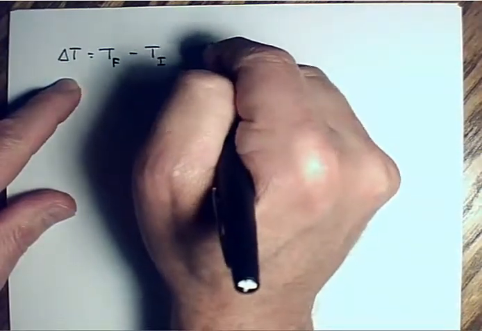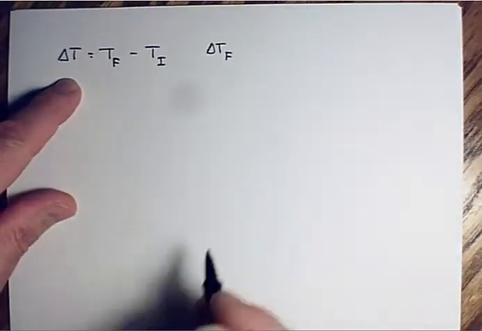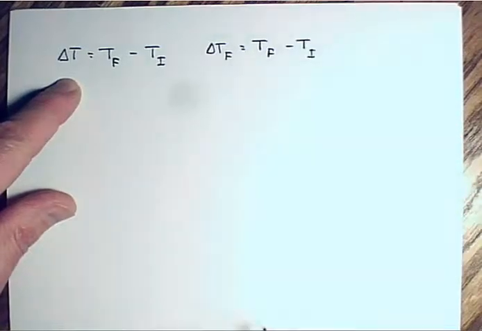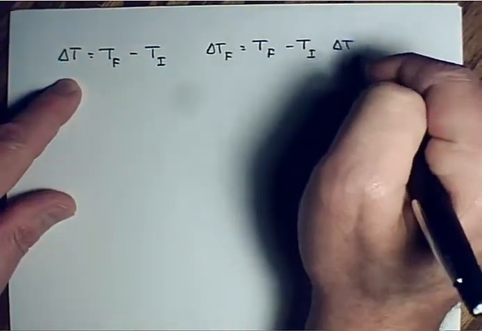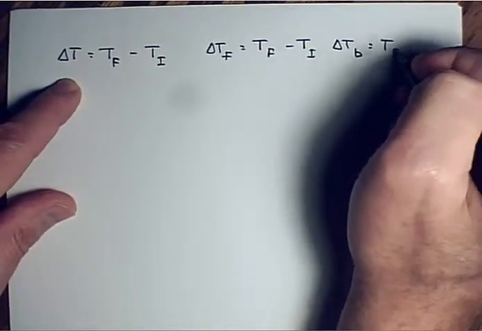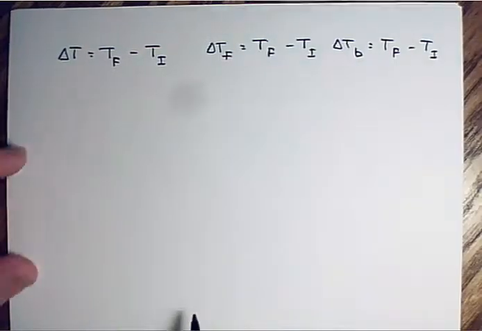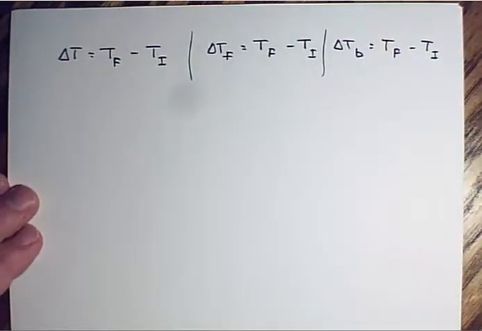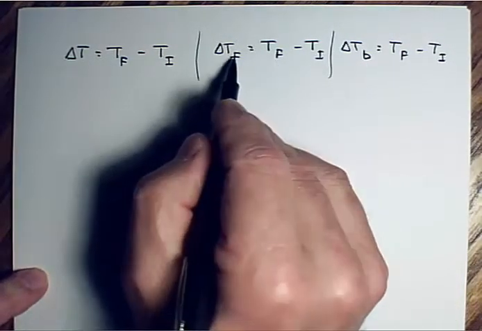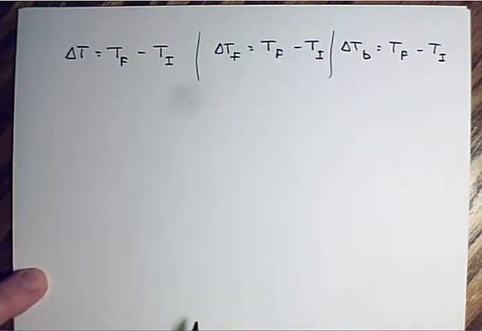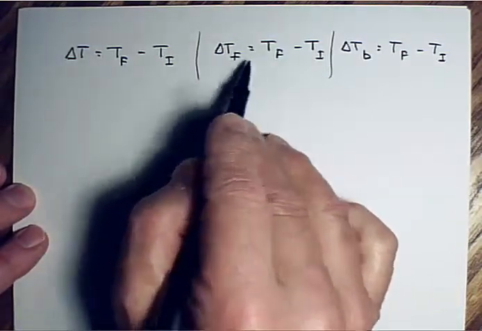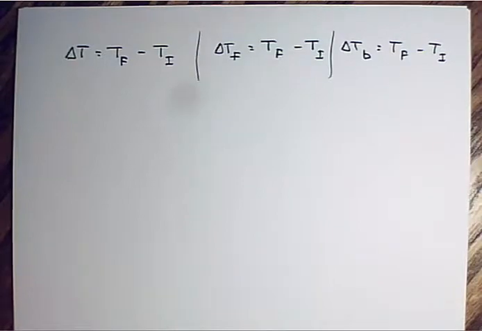So we could have a change in freezing temperature, that is temperature final minus temperature initial. And we could have a change in boiling temperature. I should make that lowercase f, I guess, here. That is temperature final minus temperature initial. So you see we got three different equations here. Does that make sense? Boiling, freezing. So this is the general equation, and we wrote this out specifically for freezing and specifically for boiling.